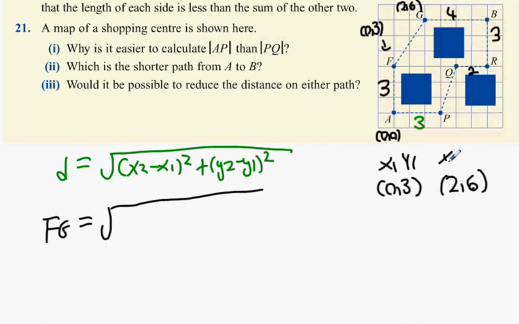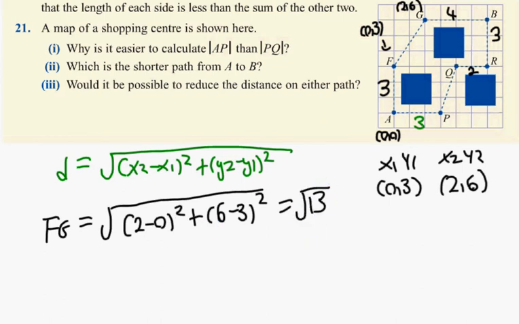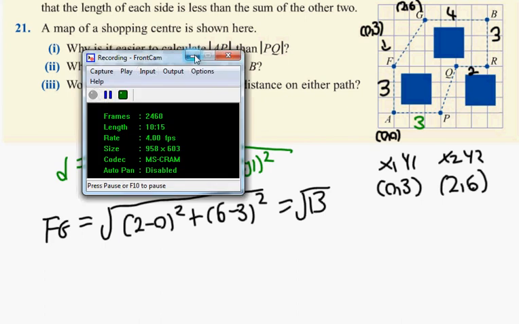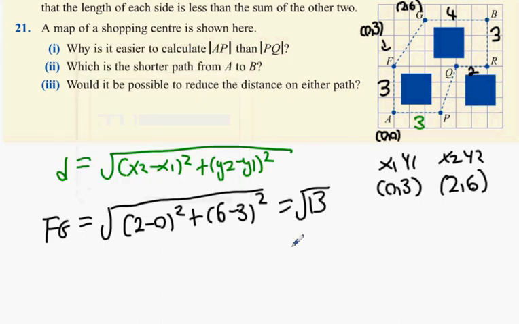So the length of FG, and if somebody's active on the calculator with this, it'll make it a lot easier. x1, y1, x2, y2. So what we get is 2 minus 0 squared plus 6 minus 3 squared. I'm going for the square root of 13. 2 squared is 4, 3 squared is 9, 4 plus 9, 13. That's 3.6 for that one.